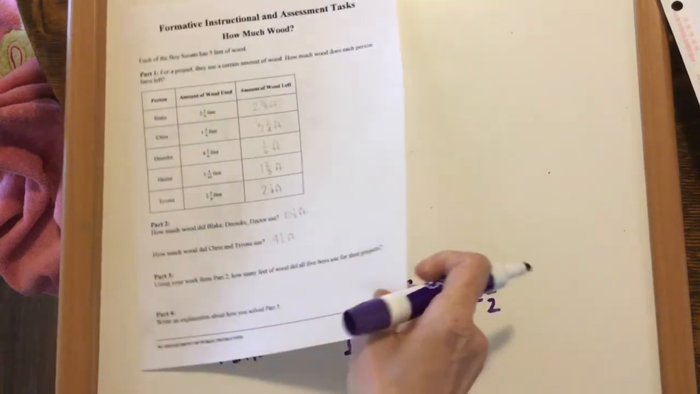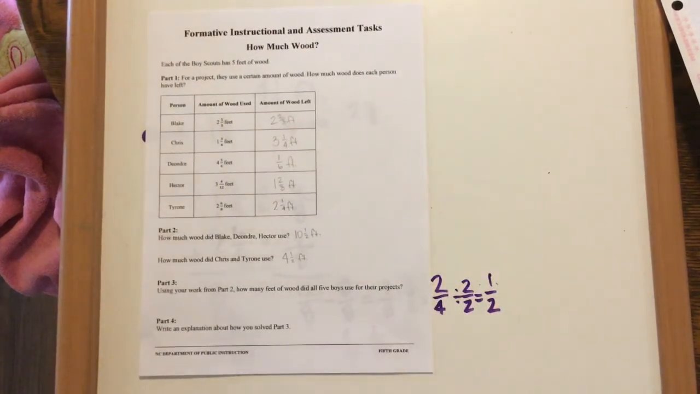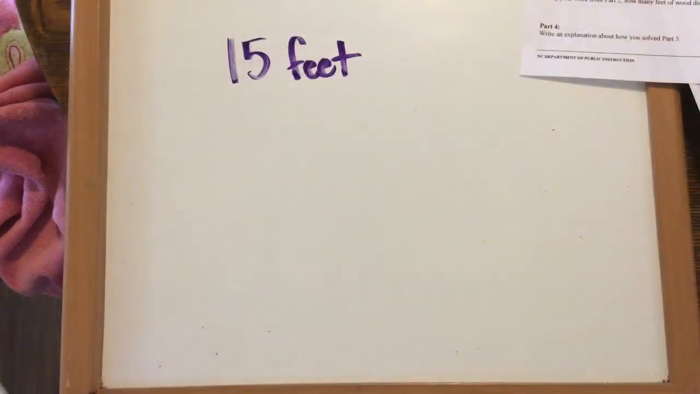All right, so there's another step to this. Using your work from part 2, 10.5 feet and 4.5 feet, how much wood did all 5 boys use in their project? Take a moment to solve this and then submit your answer. So your final answer was 15 feet.